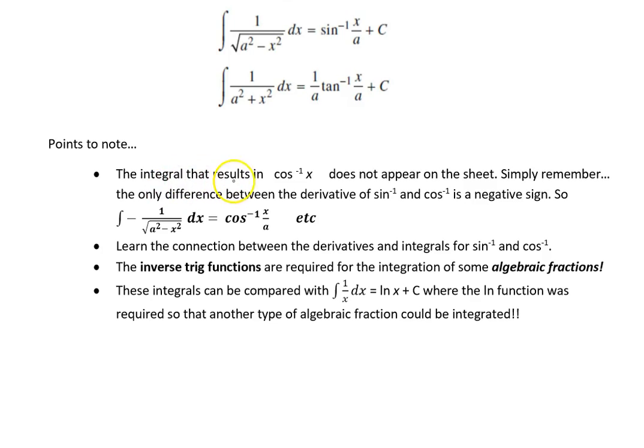Some points to note, and I've covered this one as well previously. The integral that results in a cos inverse doesn't appear on the sheet, so you've got to know that it's just the negative of the sine inverse. So maybe some of you might add this, that the integral of negative 1 over the square root of a squared minus x squared dx is cos inverse. No negative, just straight out cos inverse. Learn the connection between the derivatives and the integrals. Well, we've been doing that. We've been focusing on that. The inverse trig functions are required for integration of some algebraic fractions as well.